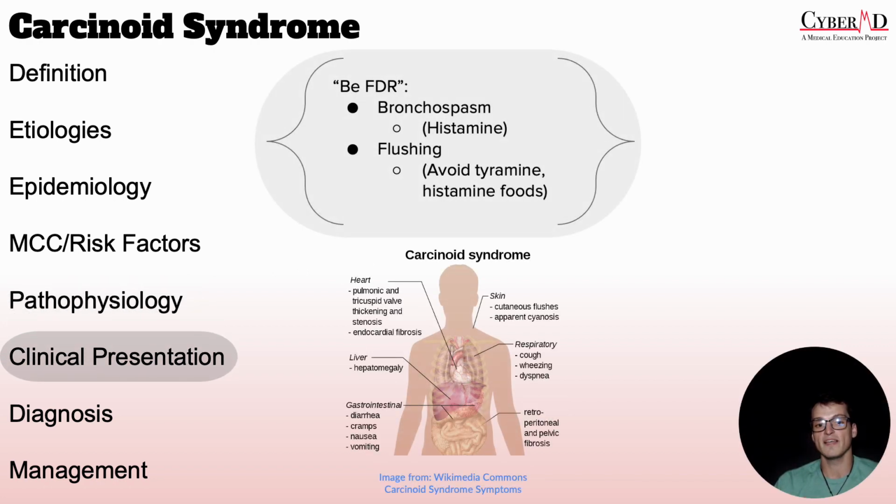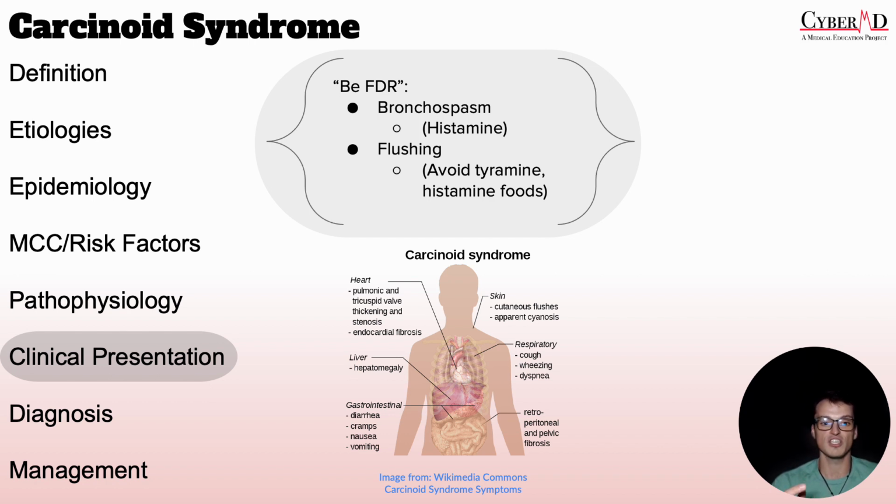Now, the easiest way to remember the clinical manifestations of carcinoid syndrome is going to be with a mnemonic, BFDR, which stands for bronchospasm, flushing, diarrhea, and right-sided heart disease. The bronchospasm produced in these patients is due to histamine release, while the flushing can occur suddenly, but will primarily involve the face, the neck, and maybe the upper torso. The bronchospasm can lead to wheezing on physical exam, so look for wheezing on your clinical presentation.